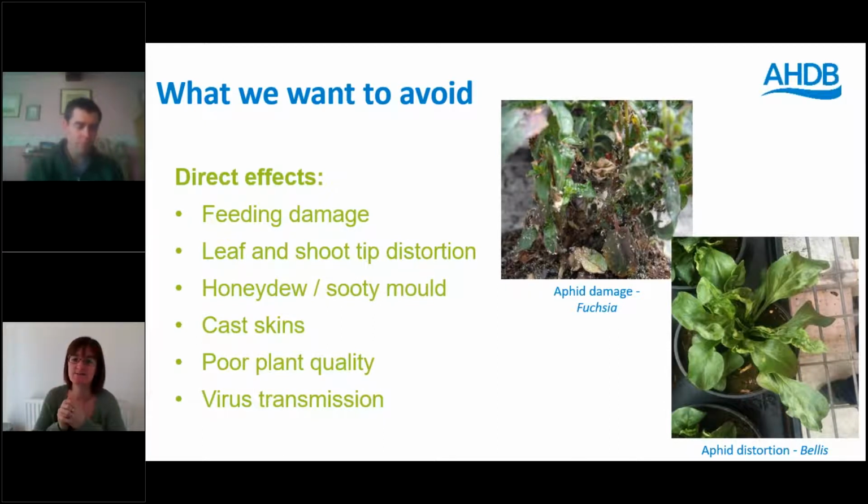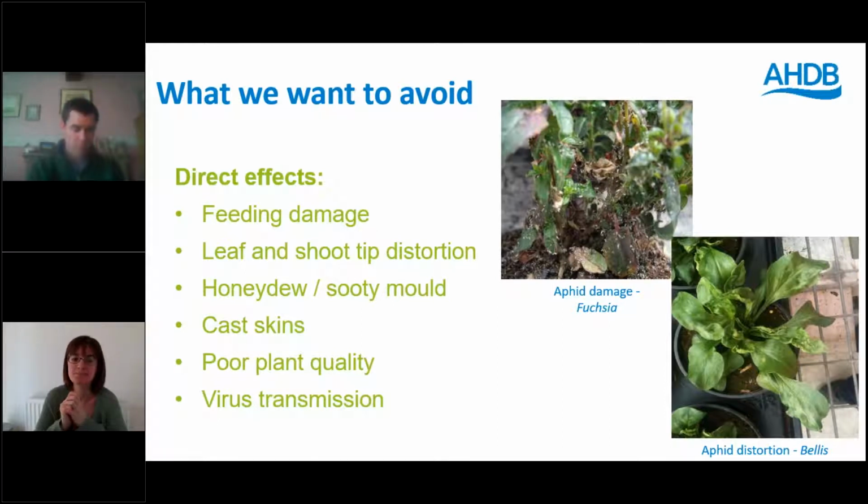Cast skins are another issue. You can see that on that aphid damage picture on the fuchsia. All of the little white bits that you'll find not just on the crop, but also on the top of the compost in the pot as well. So if you're starting to see cast skins, then you know that things are starting to build and you've got a bit of a problem on your hands. And obviously they're unsightly and help to reduce the plant quality. Poor plant quality, like something with that aphid damage on fuchsia, hopefully is something that we don't see very often, but it can happen.